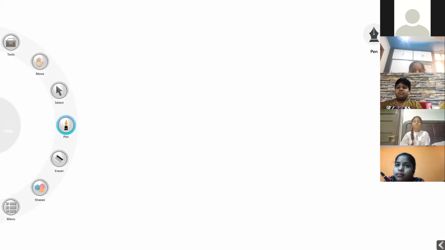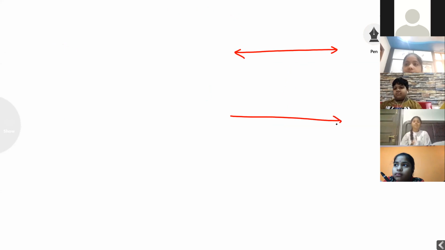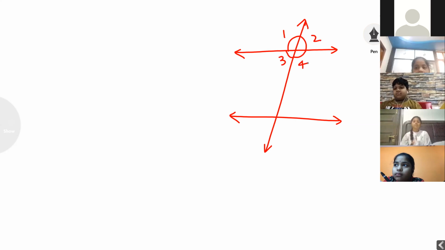Now I am going to recap again interior alternate angle. If any figure is forming Z shape, that is called interior alternate angle. The numbering is not fixed. We can take anywhere, students. Not fixed means we don't take only one place for 3 only. Your wish, you can write anywhere.